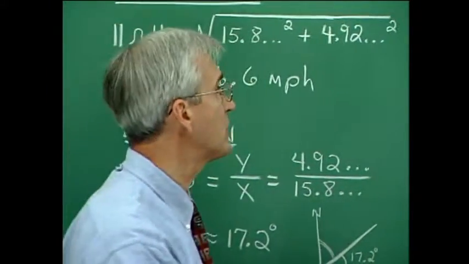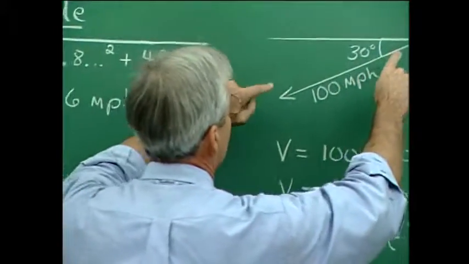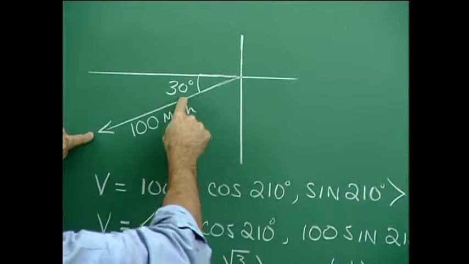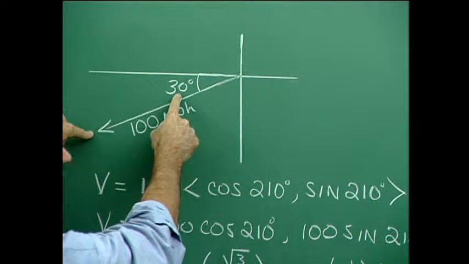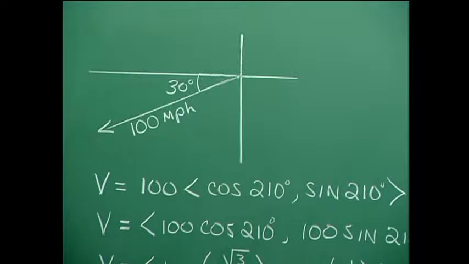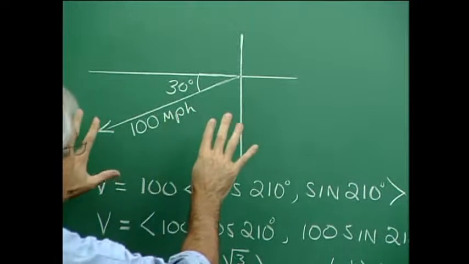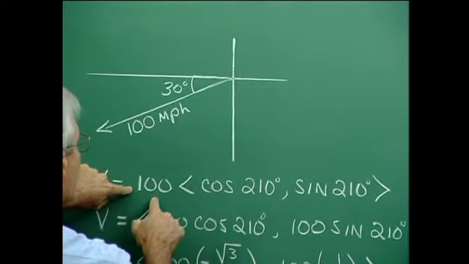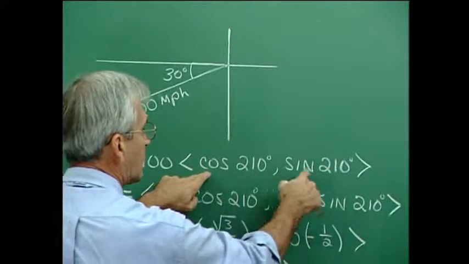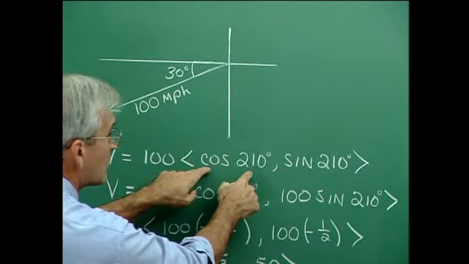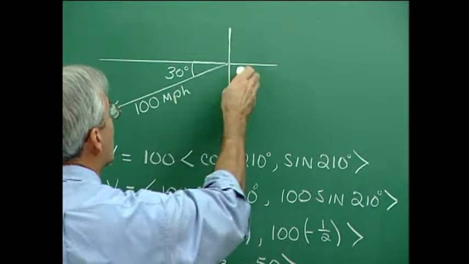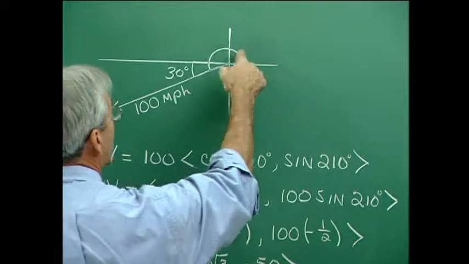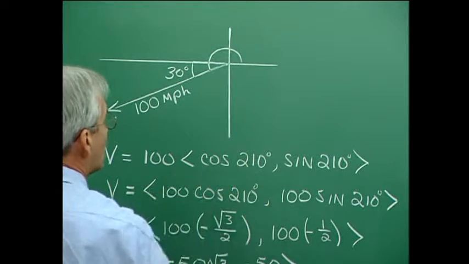Okay, notice this notation. If we're talking about a vector, let's say an object traveling at 100 miles per hour on an angle that is 30 degrees from the horizontal, in this direction, then there are a number of ways to indicate this situation as a vector. One way is to say it's the magnitude 100 times cosine angle, sine angle. Now the angle used here is not 30 degrees, because it's the angle from standard form, you see. So it's this angle. It's 180 plus 30, or 210.